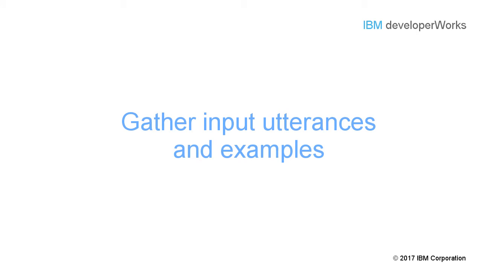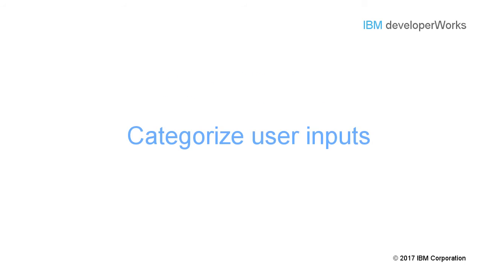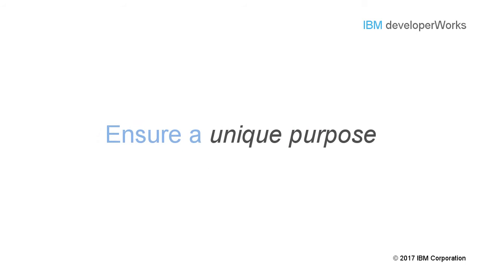The first and most important is to gather as many real user inputs as possible. We should be gathering real customer questions, commands, and other relevant utterances. Once we've gathered those real user inputs, we need to break them down into categories. These categories are going to formulate the basis for our intents. We have to ensure that our intents or categories define a unique purpose or goal. If those intents overlap, we run the risk of confusing our classifier.